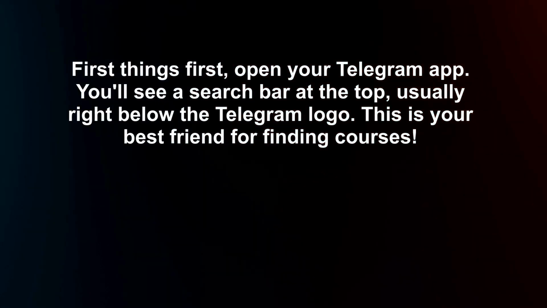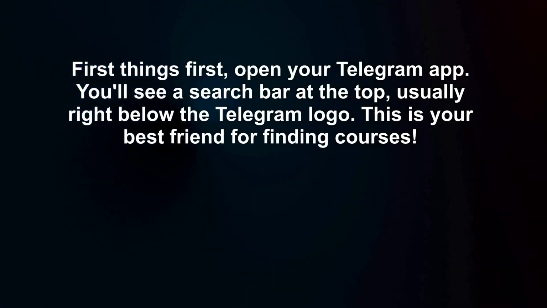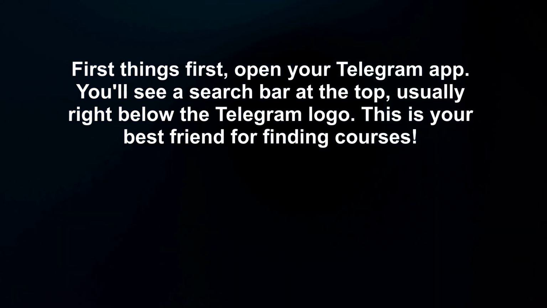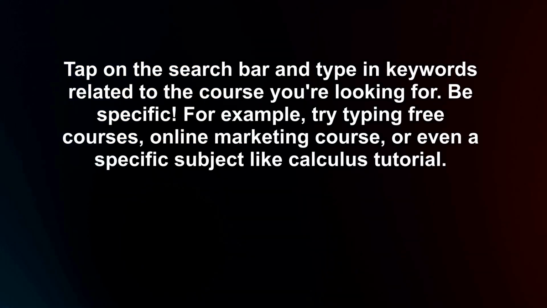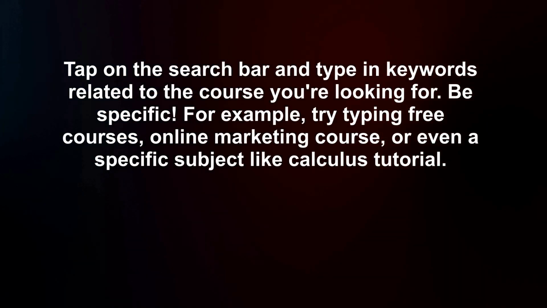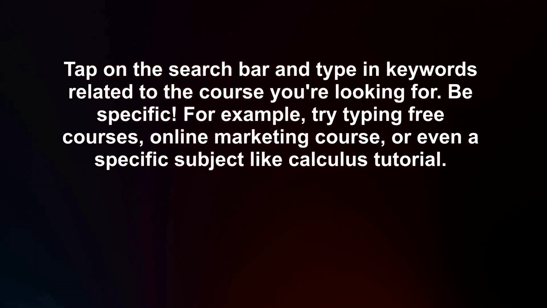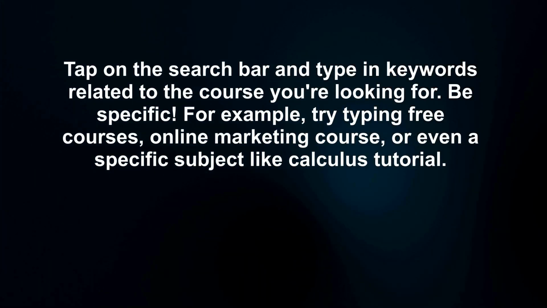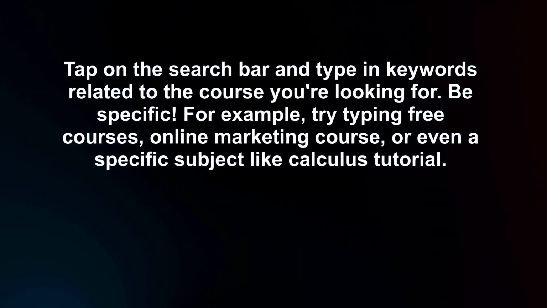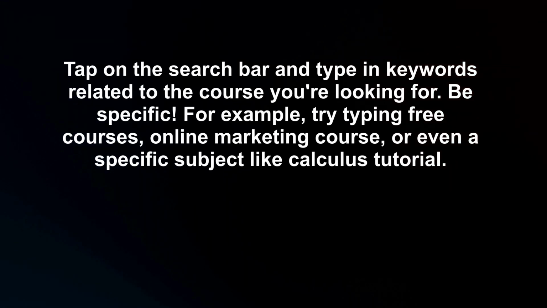You'll see a search bar at the top, usually right below the Telegram logo. This is your best friend for finding courses. Tap on the search bar and type in keywords related to the course you're looking for. Be specific. For example, try typing free courses, online marketing course, or even a specific subject like calculus tutorial.